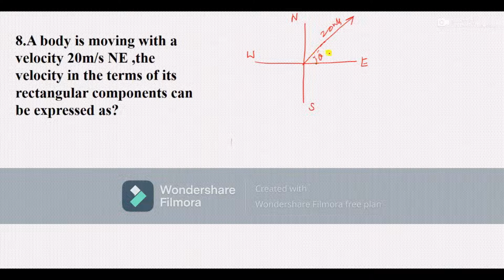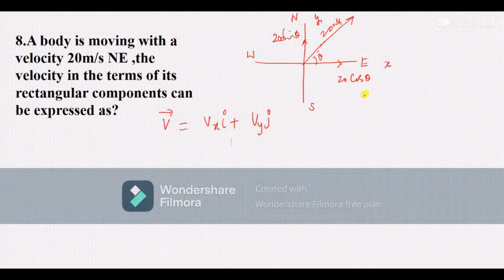In order to resolve this into rectangular coordinates, that will be along the vertical direction and horizontal direction. Here one is along the north direction and one is along the east direction. The side which is adjacent to theta is cos theta, and the one opposite theta is sin theta. That is, 20 sin theta is towards north and 20 cos theta is towards east. So this is how we divide that single velocity into two directions perpendicular to each other. It's called resolution of vectors.